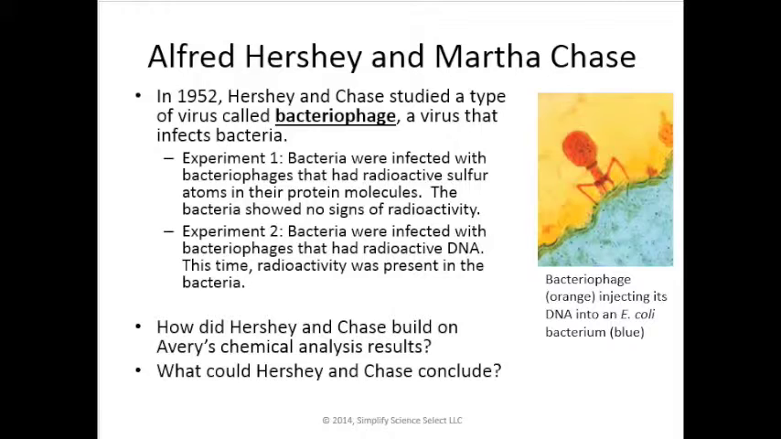And so two experiments were done. They were done with two different bacteriophages. They had found a way to put different kinds of elements into this bacteriophage. So one of the types of viruses, they made it so that they had radioactive proteins. Specifically, they put radioactive sulfur into the proteins of this bacteriophage. Then in a different experiment, this time the protein was fine, but they made radioactive DNA.